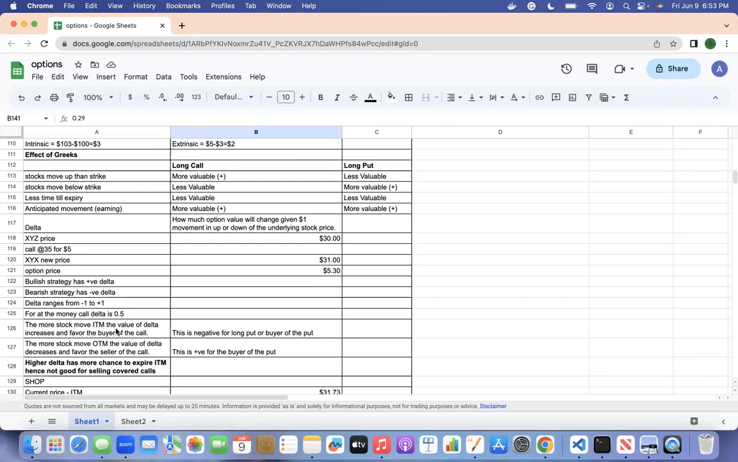And delta is the most important Greek for choosing an option strategy. We'll see some best practices for choosing the right delta, right? The more the stock moves in the money, the value of delta increases for buying the call, and that's in favor of you who bought the call. For a long put, the more negative it becomes, it's favoring whoever bought the put. Similarly, the more the stock moves out of the money, the value of delta decreases, and it's not in favor of the buyer of the call, but in favor of the seller of the call.